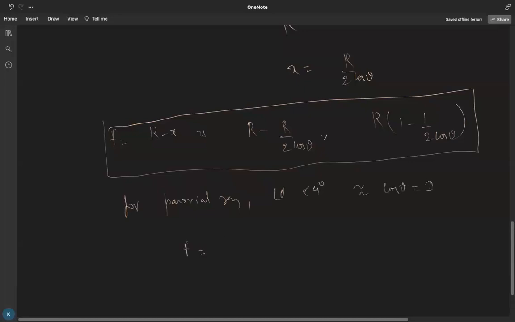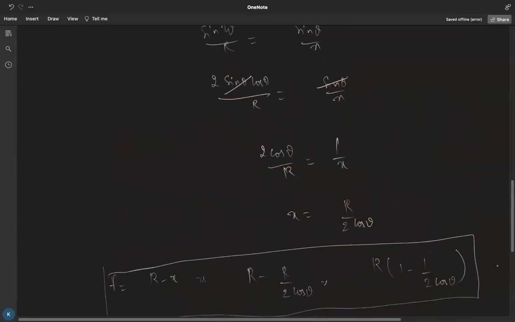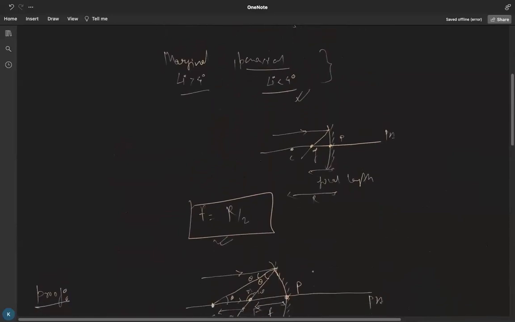So what I'm going to write here, f is equal to R into 1 minus 1 by 2, and cos theta is equal to 1. So here we will get f is equal to R by 2. I hope this thing will be clear to all of you, and this is actually proved. Right. In the previous class I just wrote an equation, that focal length is half of the radius of curvature, right? But you have to prove this thing.